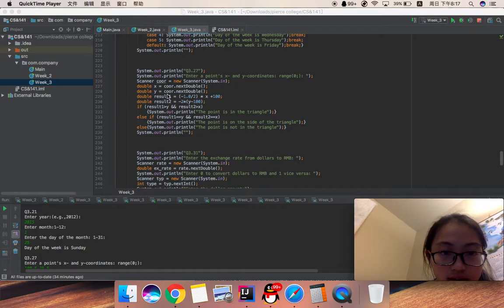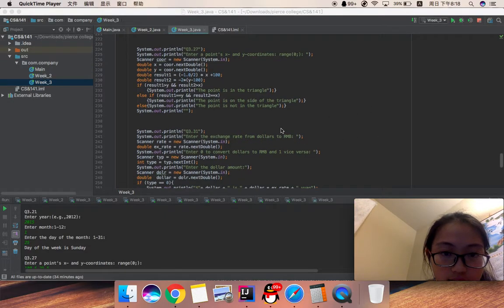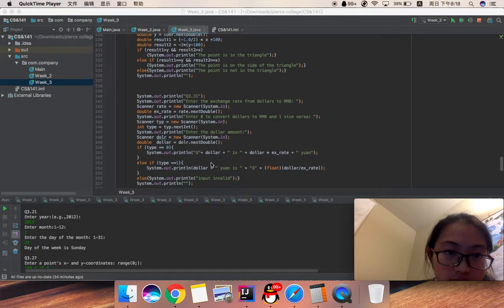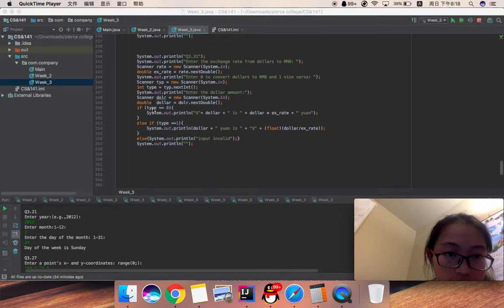And so this statement, and result 2 is just a double check to ensure my two results match, because if I plug in y, that gives me the x value on line 2. And I also have, if result 1 is equal to y and result 2 is equal to x, it means that the point is exactly on the side of the triangle, or else it's just not in the triangle.